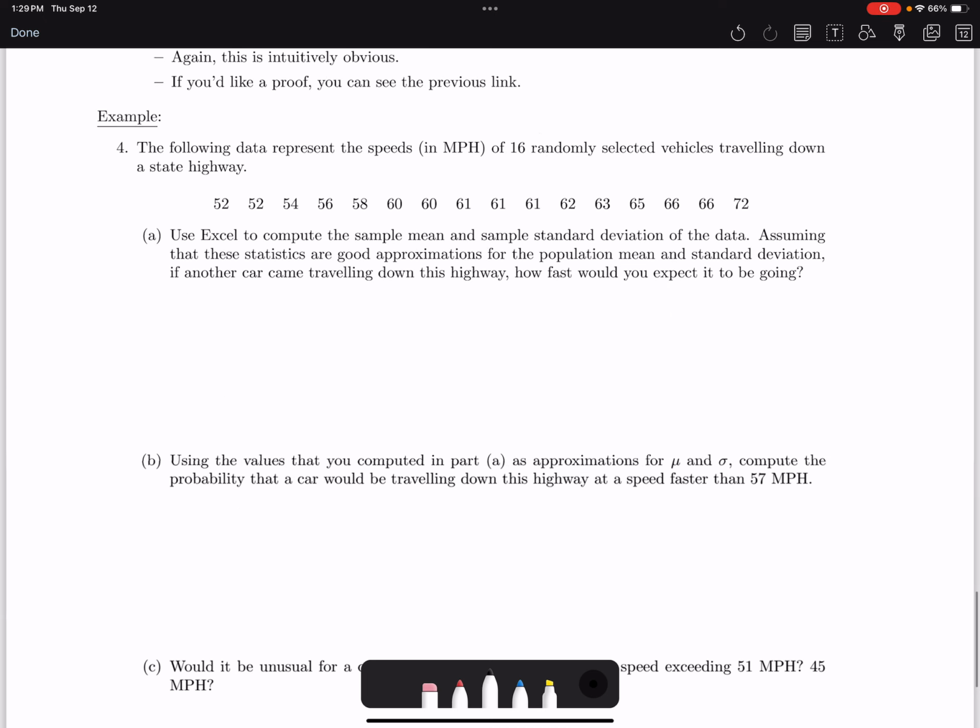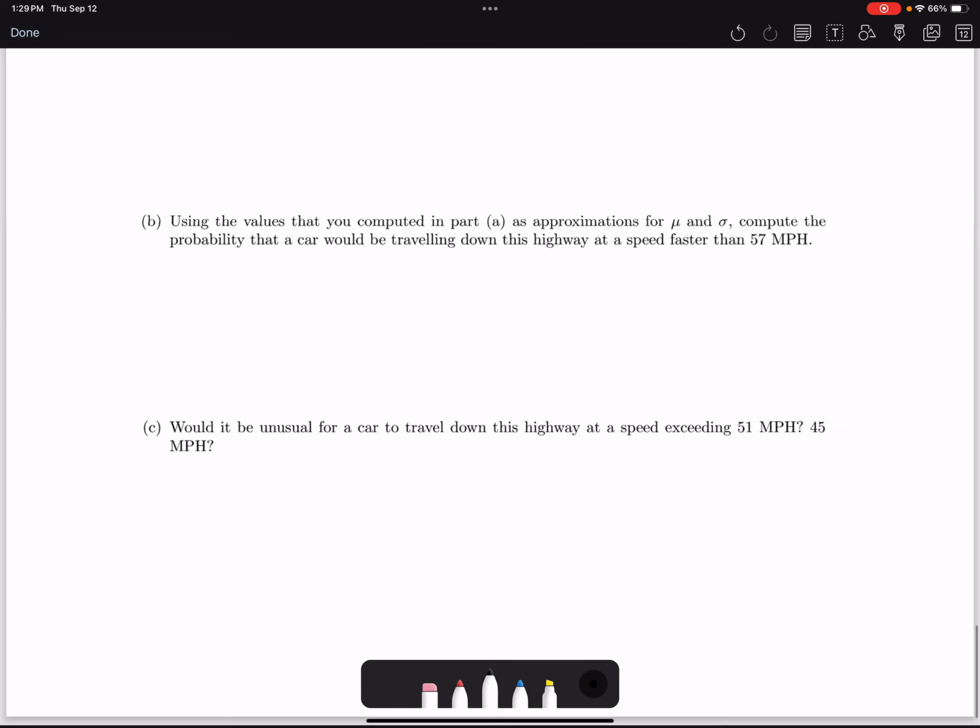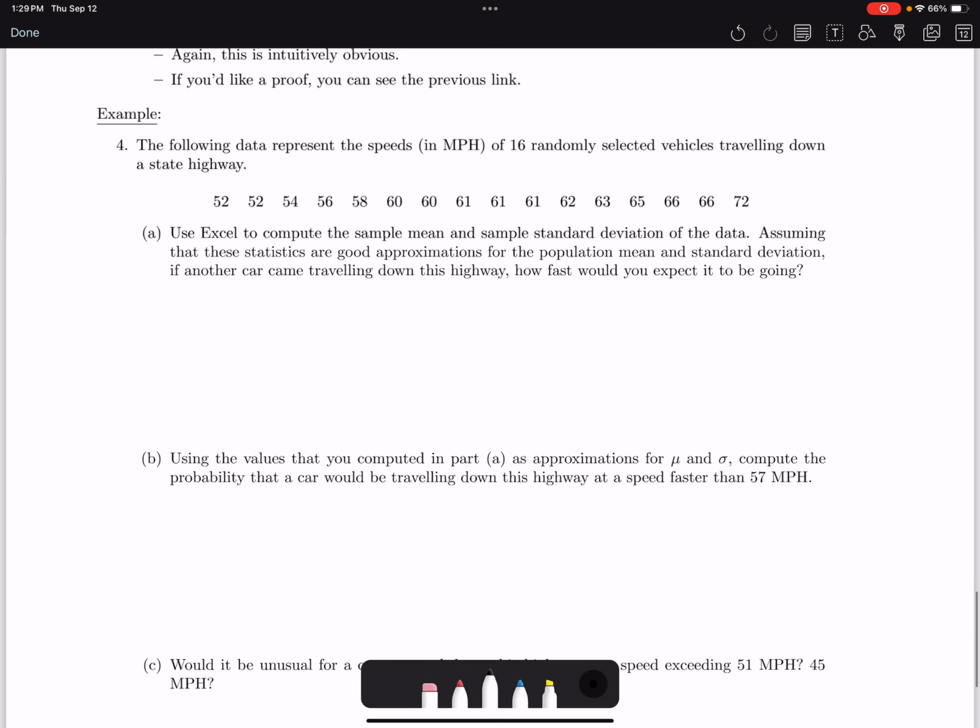Let me give you a couple examples of that. And then I think that's the end of the section. So let's just do a few of these. This example says, the following data represent the speeds in miles per hour of 16 randomly selected vehicles traveling down a state highway. Part A says to use Excel to compute the sample mean and sample standard deviation of the data, assuming that these statistics are good approximations for the population mean and standard deviation. If another car came traveling down the highway, how fast would you expect it to be going?